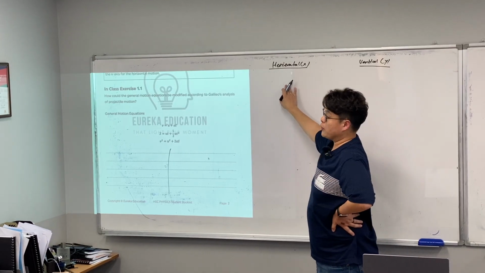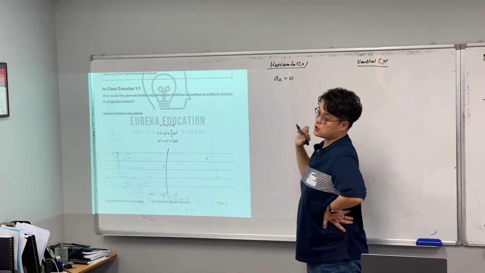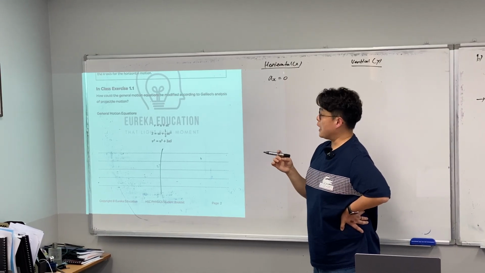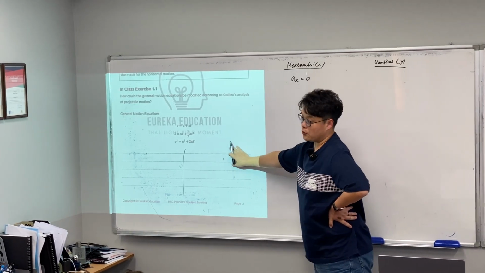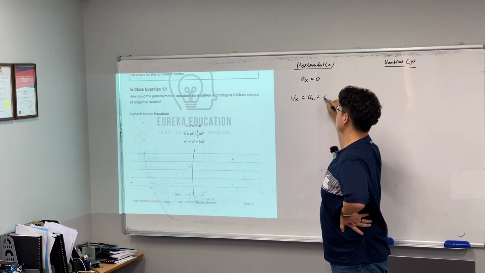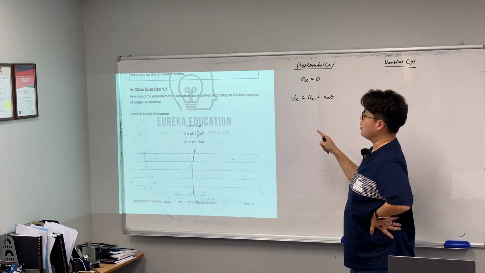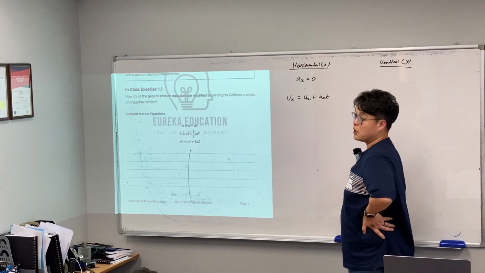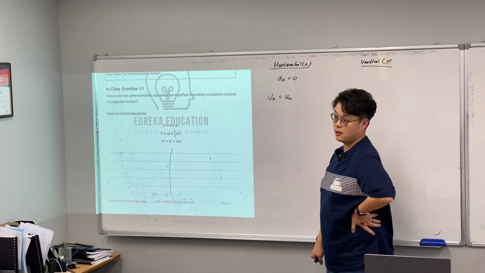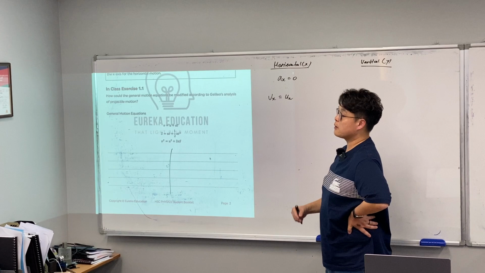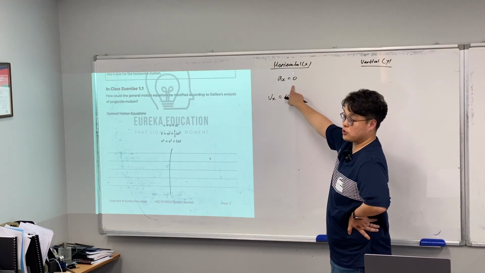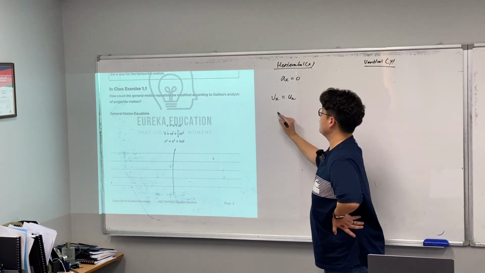At the horizontal, what we know is ax equals 0. That's what's given. So, how about we substitute that into the general motion equation given? Vx equals ux plus axt. But what do we know? As ax equals 0, it just becomes vx equals ux. This is how we write down the modified motion equations from understanding that ax equals 0.